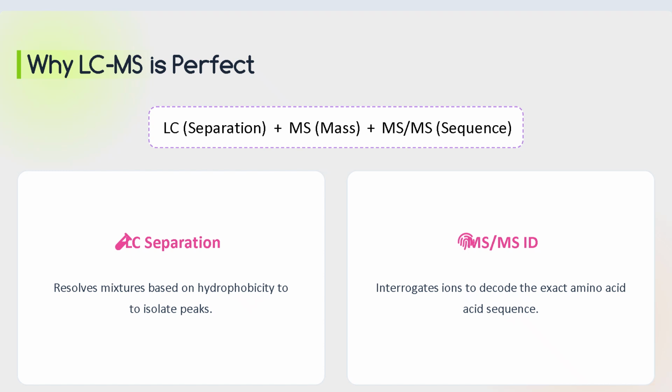LCMS is powerful because it combines three capabilities into one workflow. First, liquid chromatography separates the mixture. Second, mass spectrometry tells us the molecular weight. And third, MSMS gives us sequence information. So instead of just seeing a peak, we can actually understand what molecule created it. That's why LCMS is considered the gold standard for peptide identification.